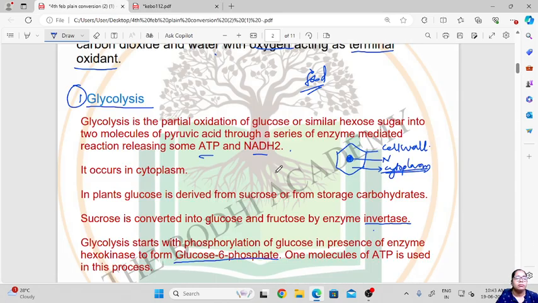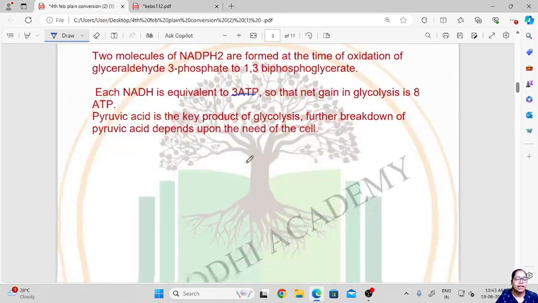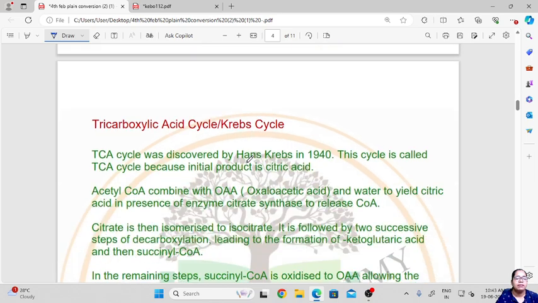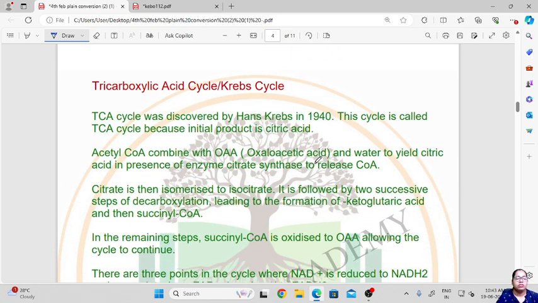So now let us move to the second cycle, that is the TCA cycle or the Krebs cycle. The TCA cycle or the Krebs cycle is the second pathway for aerobic respiration in plants. The TCA cycle was discovered by Krebs in 1940. This cycle is called the TCA cycle because the initial product is citric acid.